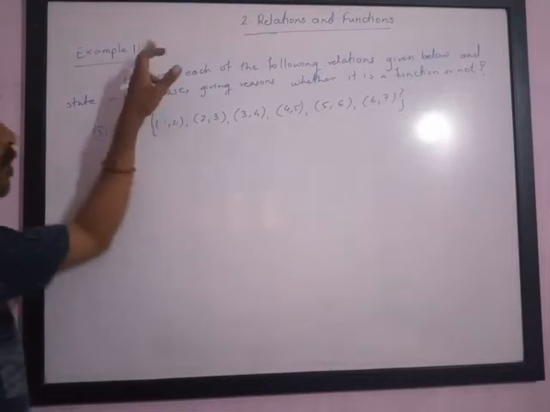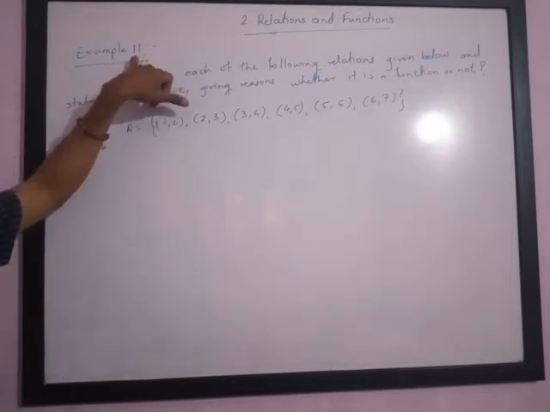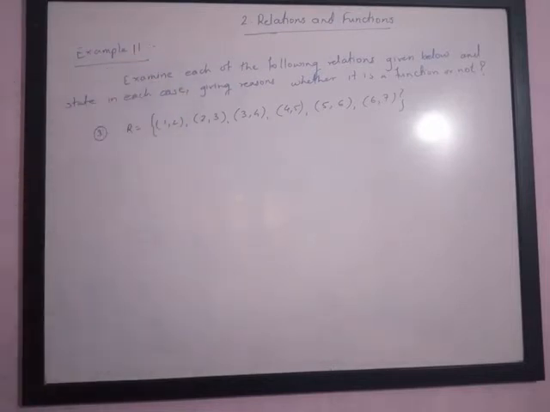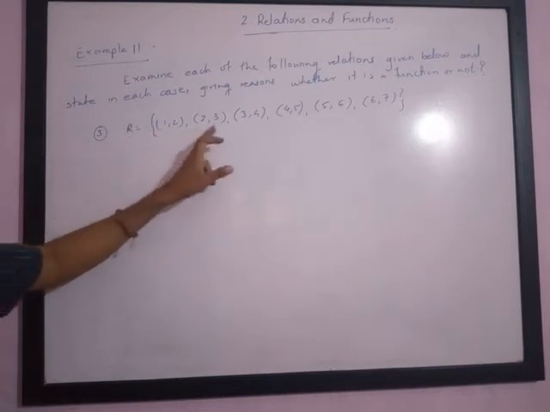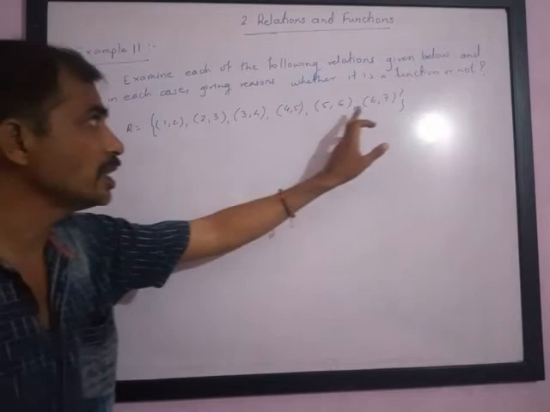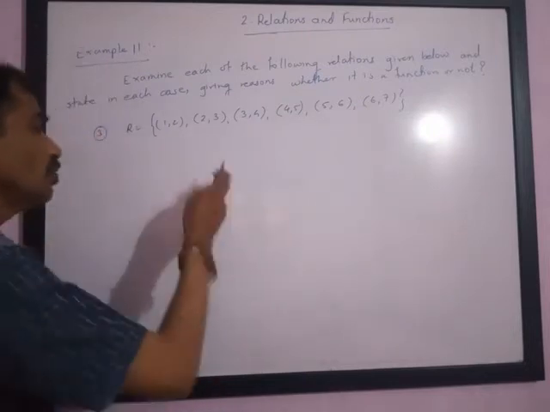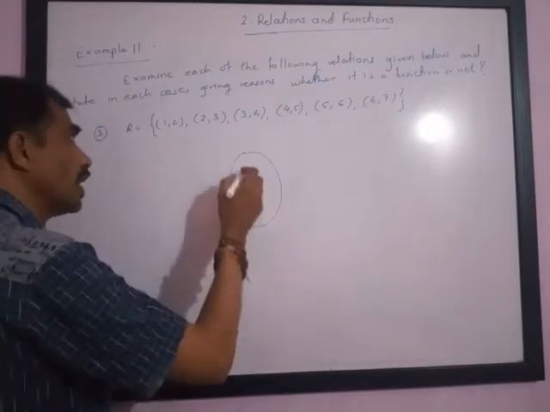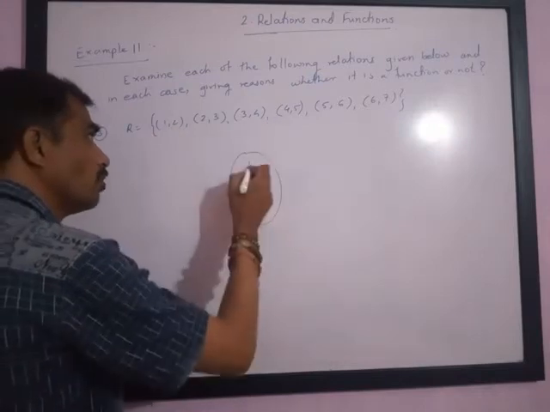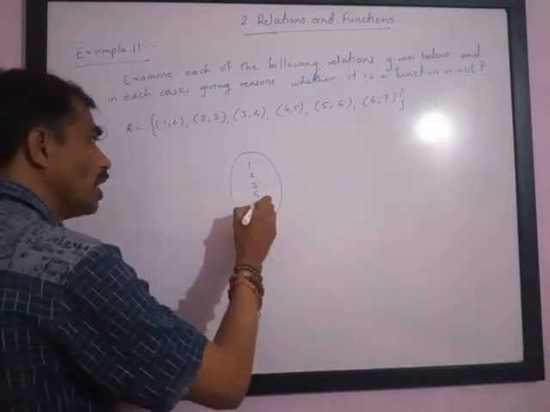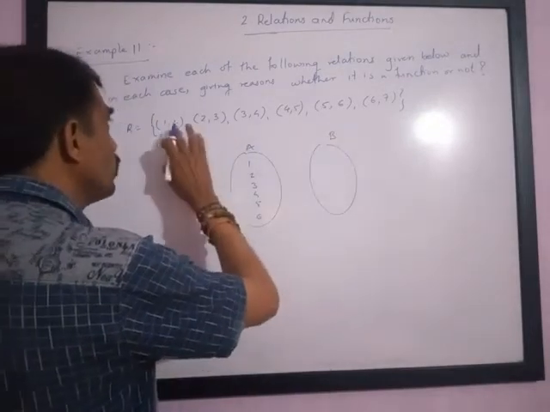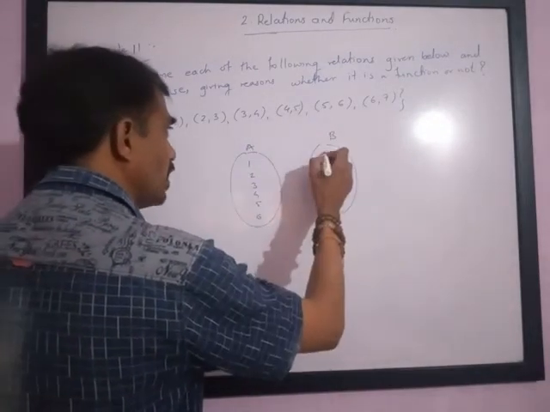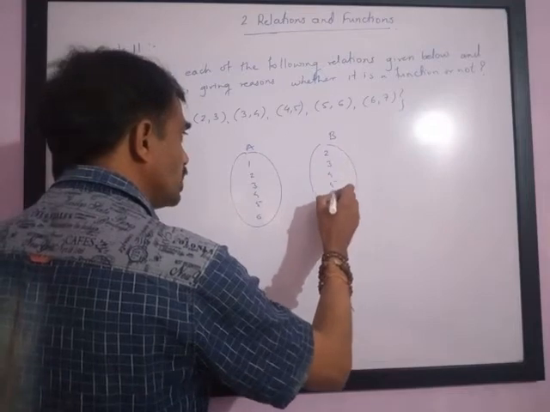Now please correct this. I have made it example number 10, actually it is example number 11. The third question is, R is a relation of (1,2), (2,3), (3,4), (4,5), (5,6) and (6,7). Now if you try to represent it with the help of an arrow diagram, we will get A as the set of 1, 2, 3, 4, 5, 6, and the second set B as the set of 2, 3, 4, 5, 6, 7.